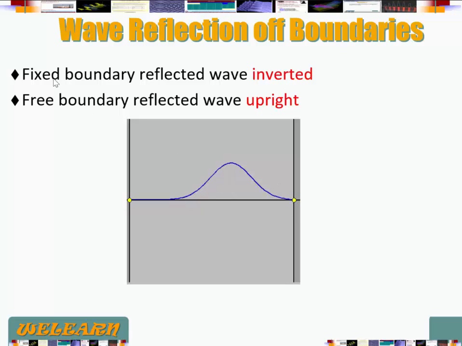Now, if we have a fixed boundary, the reflected component of the wave is going to come back inverted. If the boundary is free, the reflected wave is going to reflect upright. We'll see that in this short video in 1 second.